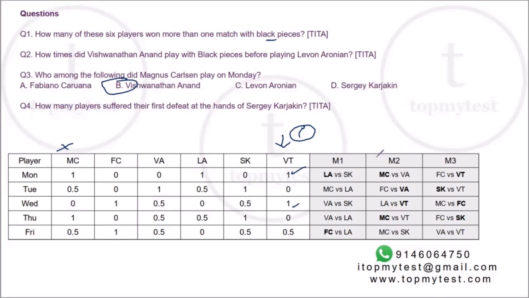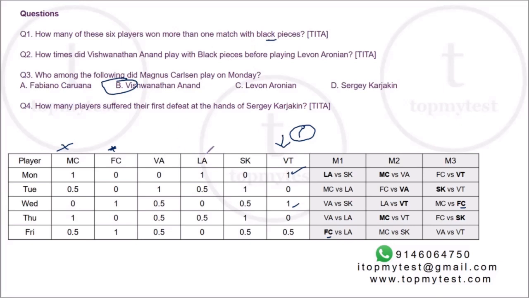Now let's look at FC. FC has 2 wins, right? Wednesday he won with black, and on Friday he won with white. So FC won only one match with black pieces. VA has only one win overall. So even if he won it with black, it will not count.